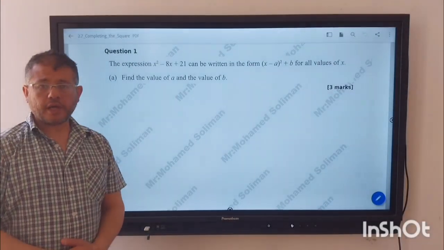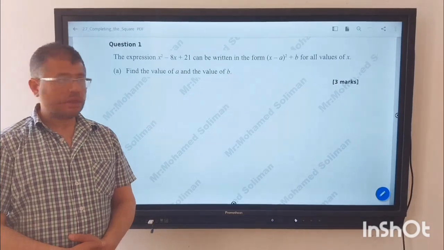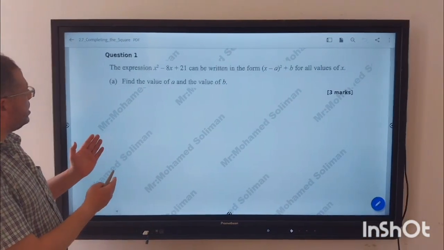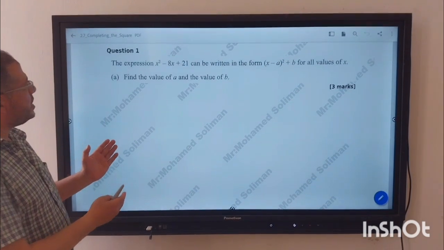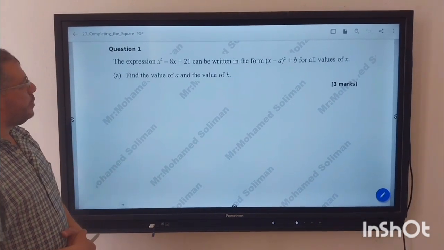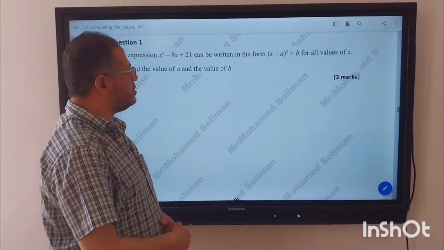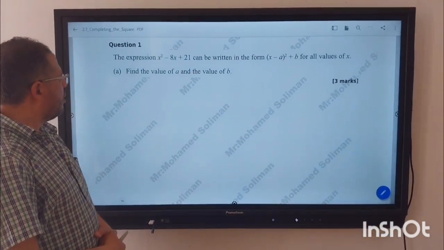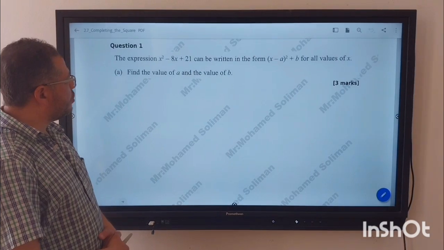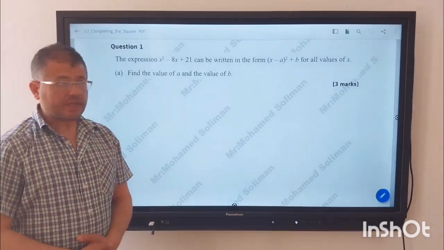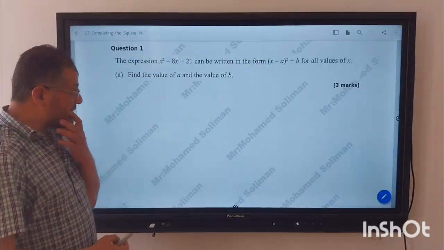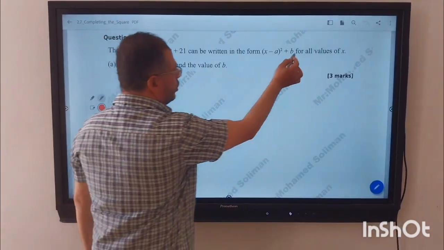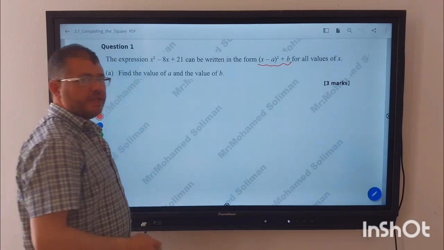We have a question collected from past papers. Okay, this question is saying what? The expression x power of 2 minus 8x plus 21 can be written in the form of x minus a power of 2 plus b for all of the values of x. Find the value of a and the value of b. This is a question asking me to do what? When you see this form, it means that we have to do completing square.